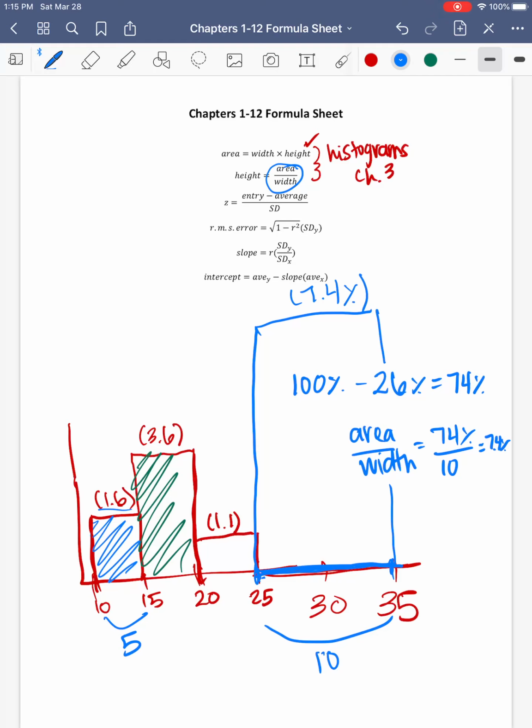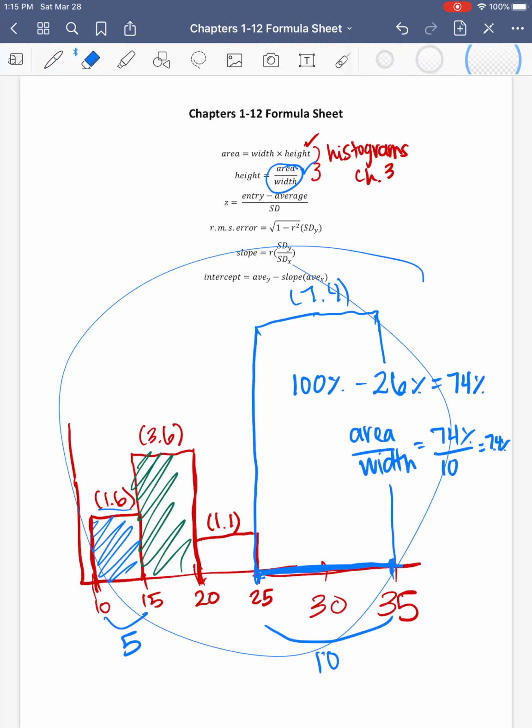Okay, so actually that doesn't really need the percent there because the rest of it doesn't have the percent. That's what you do with width times height and area divided by width. Those two formulas are dealing with the histogram. On the test, there are questions about histograms, so you want to make sure you know what those two formulas are for. The questions about histograms are pretty easy though, so if you understand what's going on here, you'll be just fine. Okay, let's look at the next formula.